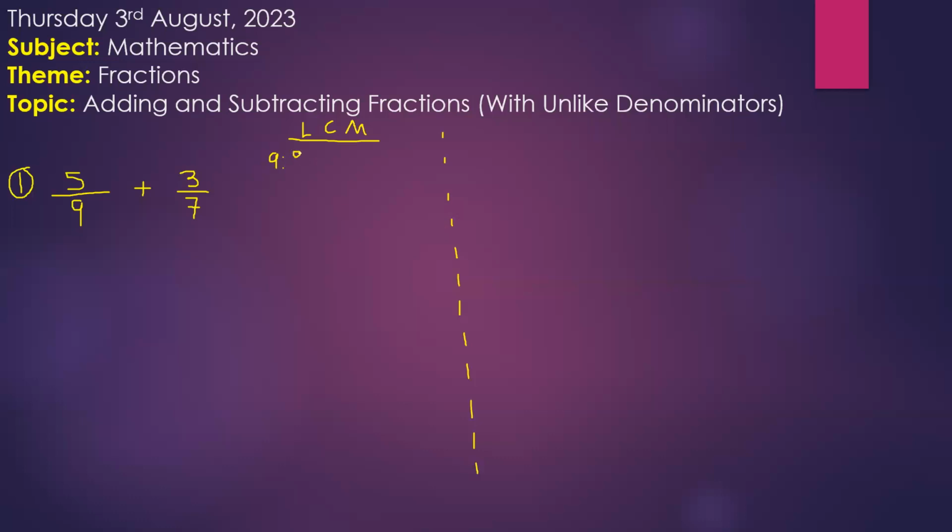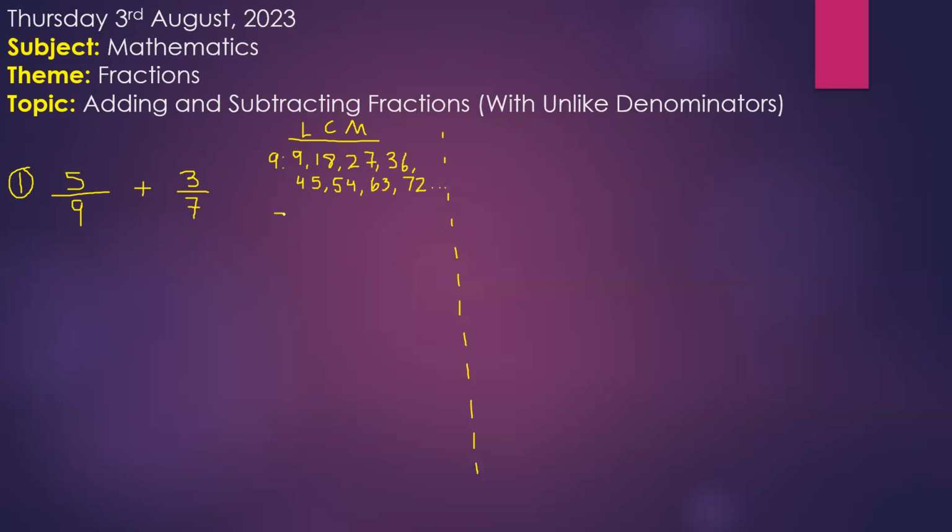The multiples of 9 are going to be 9, after 9 we have 18, 27, 36, times 5 is 45, times 6 is 54, times 7 is 63, times 8 is 72, and so on. Those are the multiples of 9.